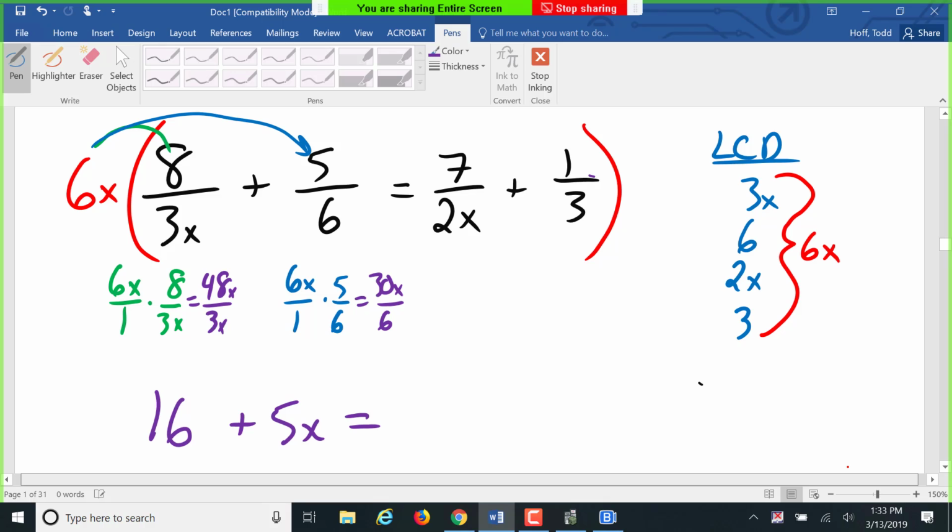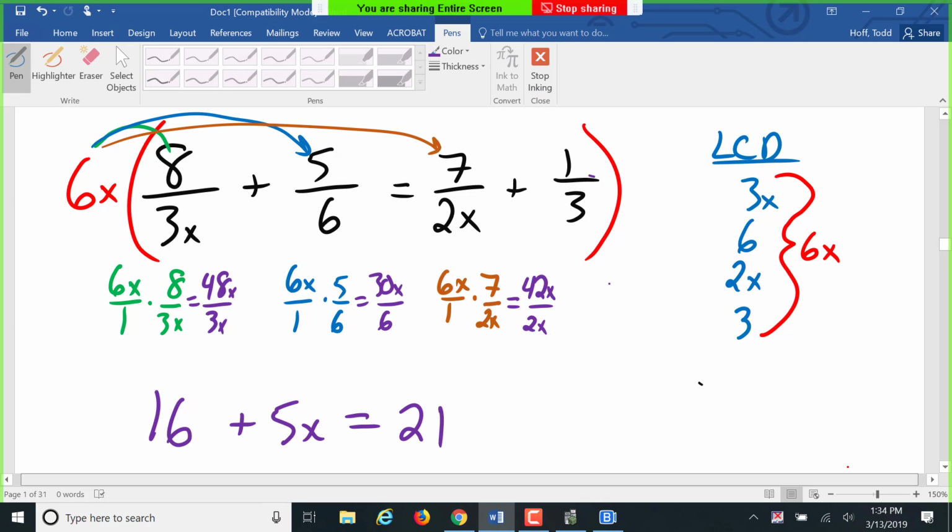Equals. On the other side, we'll do 6x times 7 over 2x. So 6x over 1 times 7 over 2x. Now again, I could cross cancel. I could do the 6x and 2x both divide by 2x. But I'm going to multiply it out. 6x times 7 is 42x. 1 times 2x is 2x. 42x divided by 2x is 21.